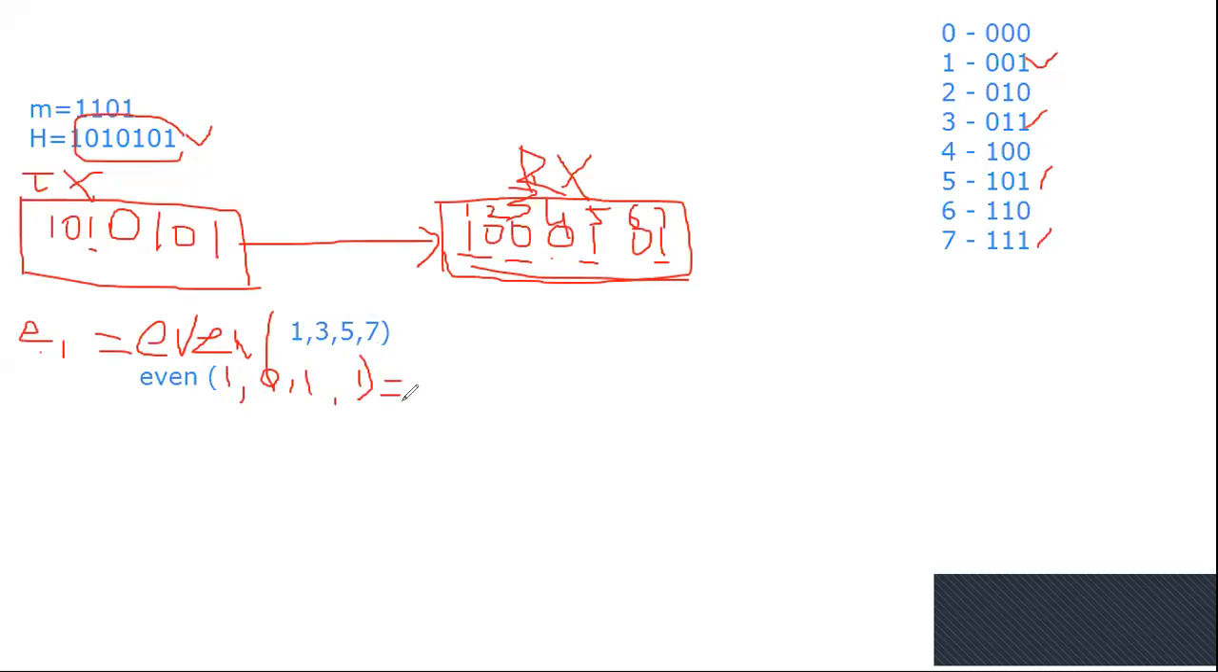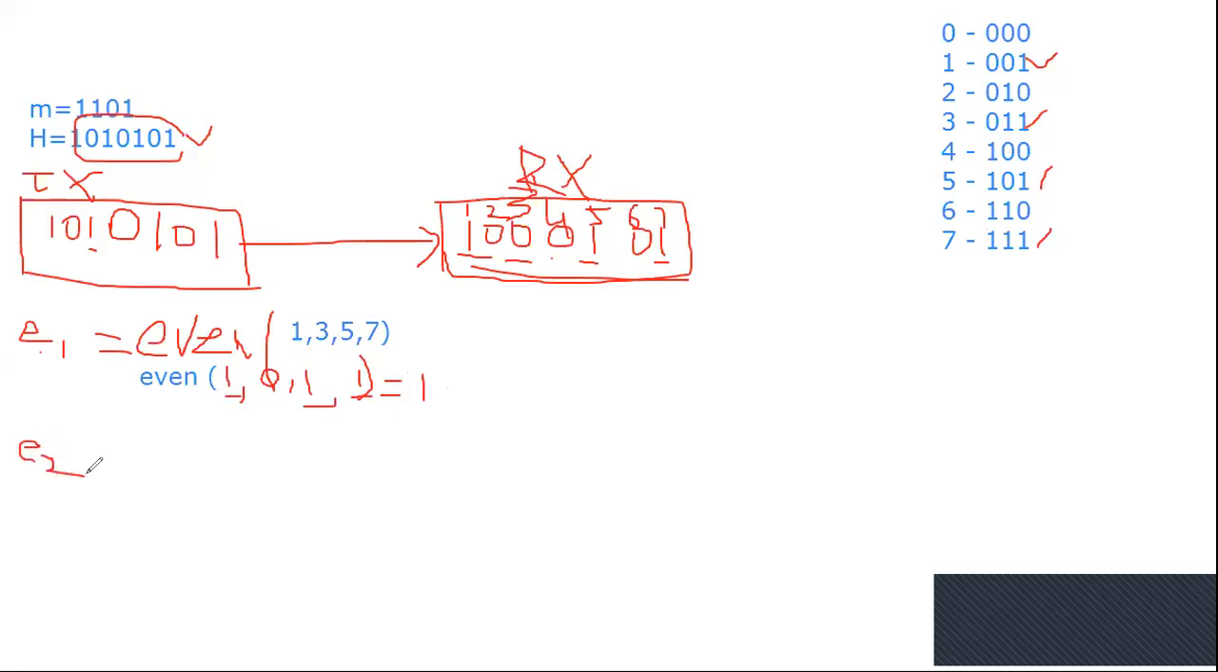1 0 1 1 means how many ones are here? 1 2 3, three ones are there. This is not even parity. So to make this code even parity, we compulsorily put 1 here. So E1 equals 1. Like that, you calculate E2.